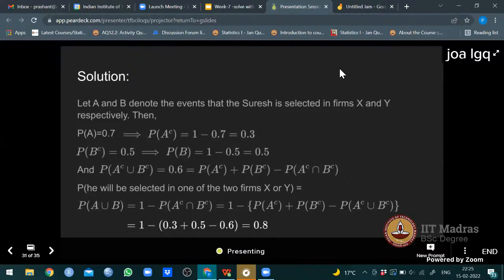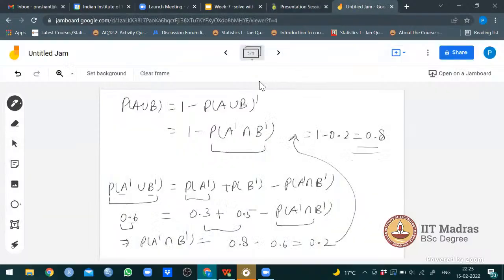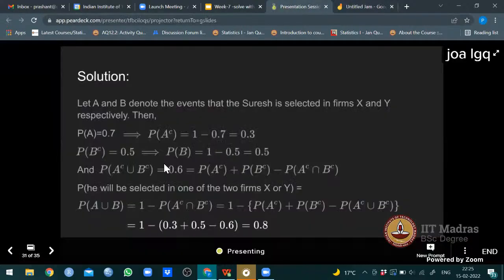Sir, in the solution, the second step, probability of B complement, we don't need to do that 1 minus thing, right? Because it is already in that form. The other one we need to do 1 minus. Yes, for this part there is no need. It is actually confusing, but no need, this is implied.